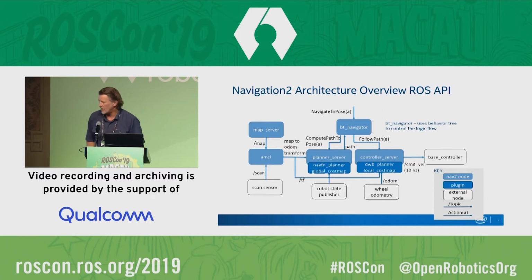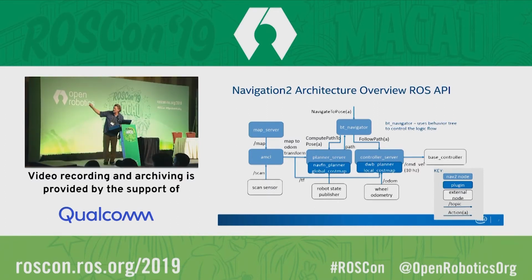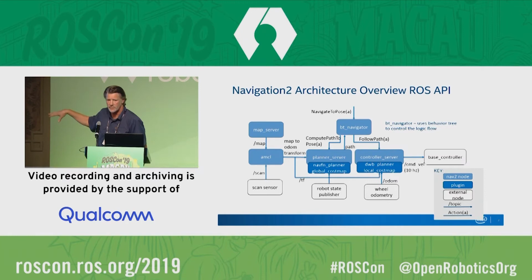So this is kind of a high-level picture of what the architecture looks like now. At the top you have navigate to pose, which is an action that you send to the stack. BT Navigator is basically an action server for that navigate to pose, and you can give it a behavior tree in the form of an XML file, and I'll show you that. Based on what's in that XML file, that controls the flow of how things work.